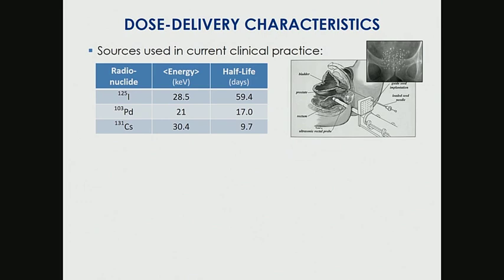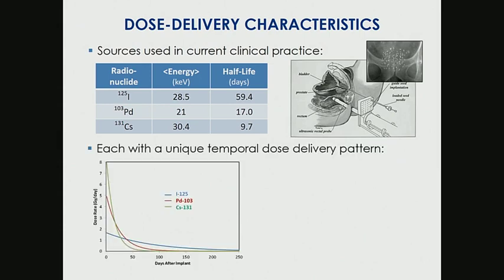As you heard in the talks this morning, LDR prostate brachytherapy uses seeds permanently placed inside the prostate gland for dose delivery. As a result, the cancer cells and the normal tissues are subject to continuous low-dose radiation. Because of the radioactive decay, the dose rate actually decreases exponentially with time throughout the treatment.